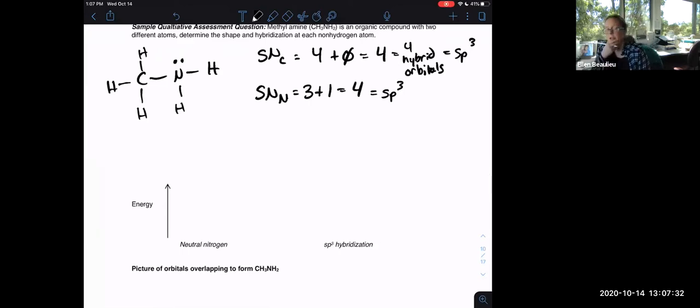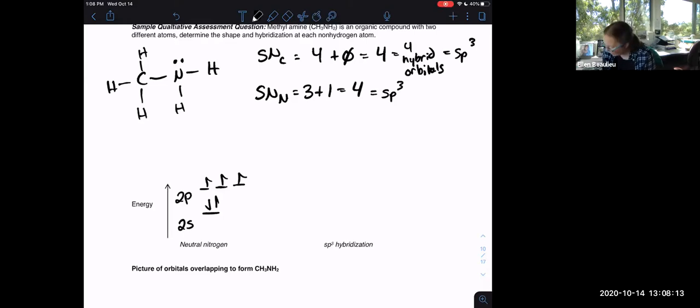I want you to practice. Draw me the energy level diagram for nitrogen that's not hybridized, and then draw me what you think the sp3 orbitals look like on an sp3 hybridized nitrogen. So where are the valence electrons? How many of them are there? Hopefully you all realize that nitrogen is also in period 2. It has 5 valence electrons.